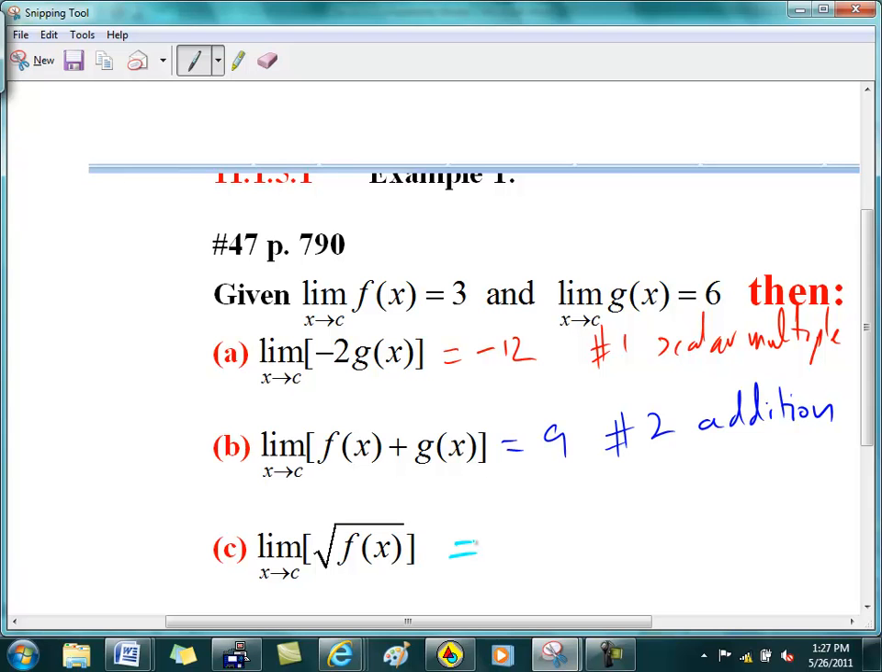Mina, the last one. What's the answer and what property? Remember, this is the same thing as limit x goes to c of f of x to the 1/2 power. Right? Square root is 1/2 power. What do you think this is now? I've given you more than a hint now. Square root of 3, what property number? Number 5, and the name of the property? Power.